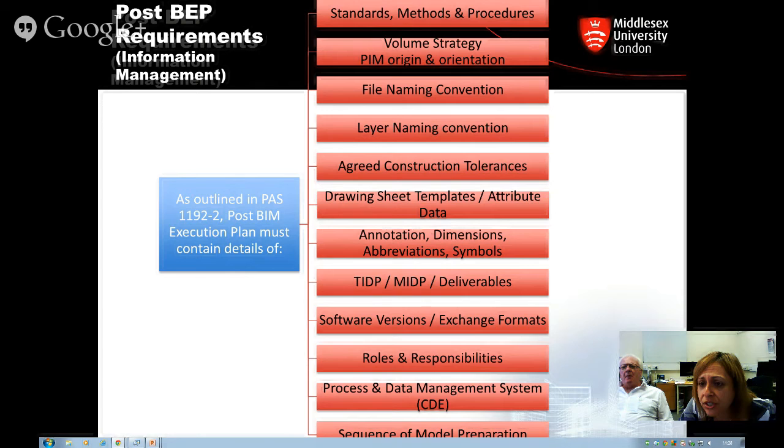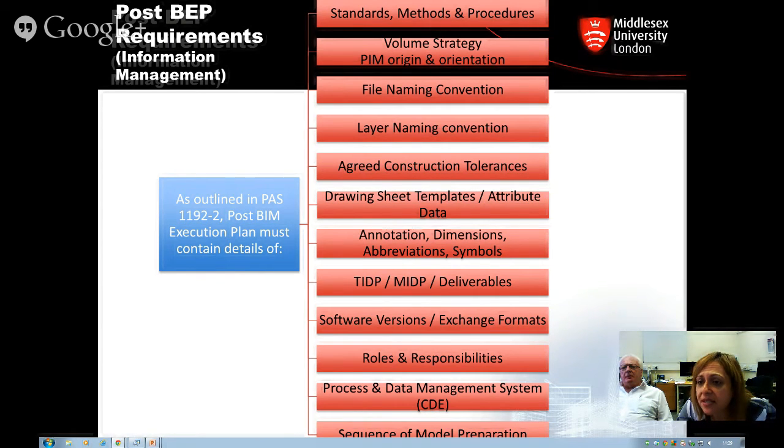Layer naming convention, is it valid for BIM software? No, it is not, Chema. But again, if you are required to use 2D at any point, then of course you should have a convention for it.